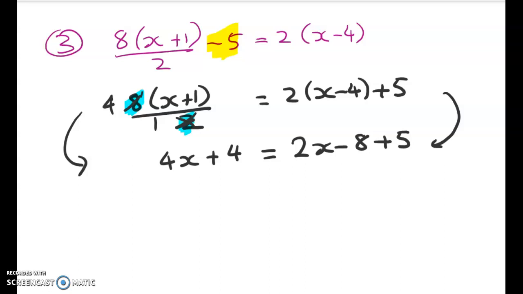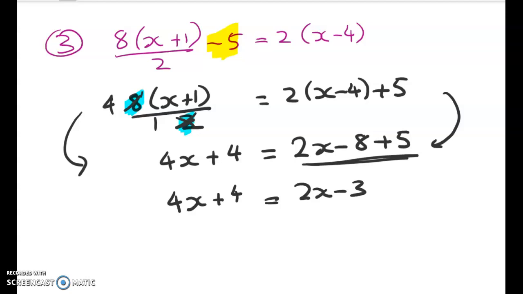So let's clean up this here where we've got some numbers that can be combined. We've got 4x plus 4 is equal to 2x minus 3. Subtracting 2x from both sides gives me 2x plus 4 is equal to negative 3.